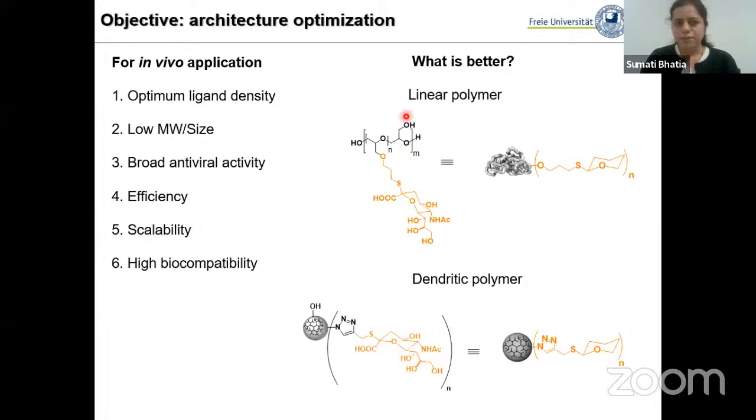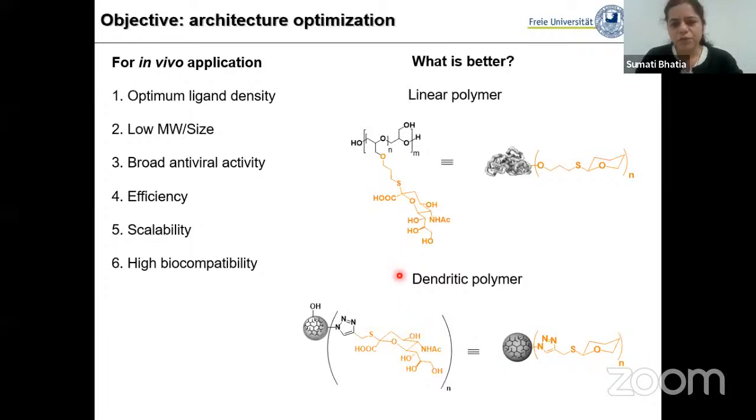But linear is more flexible than the dendritic, right? Because linear is a random coiled polymer, it is more flexible. But probably linear, even if we need high ligand density, can sterically shield the virus surface better. It can shield the virus surface from binding with the cell better, and maybe then it is much better than the dendritic scaffold. So we did not know this, and this has never been studied in detail.